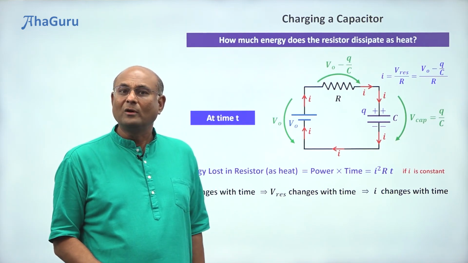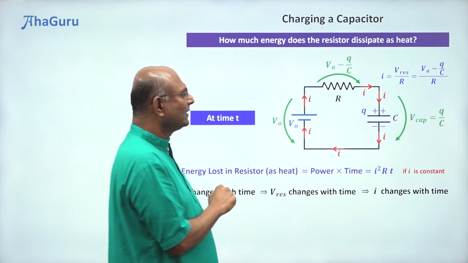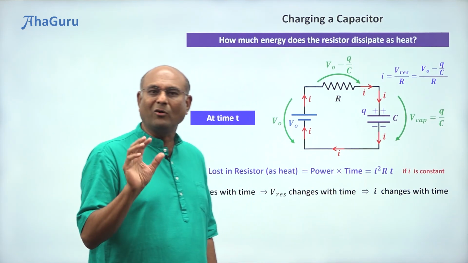So then what do I do? You can say for a tiny interval of time dt, you can assume that this charge is going to be almost constant.